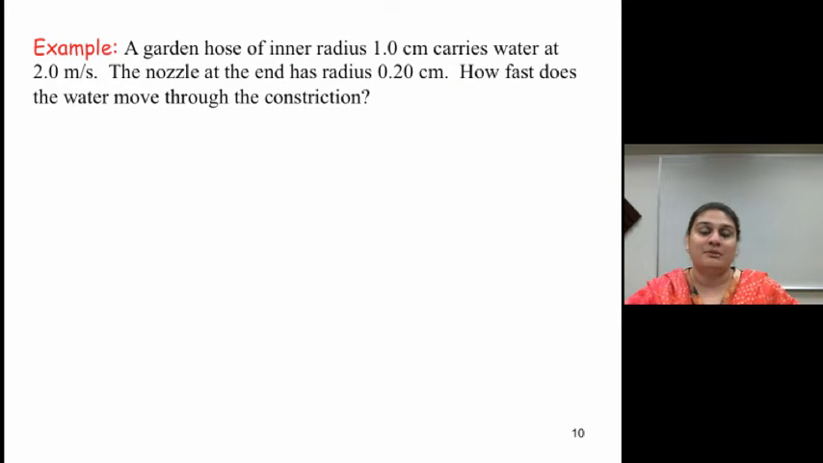Now let's do a problem that relates to it. A garden hose of inner radius 1 centimeter carries water at 2 centimeters per second. The nozzle at the end has a radius of 0.2 centimeters, so it's actually getting smaller. How fast does the water move through this constriction?